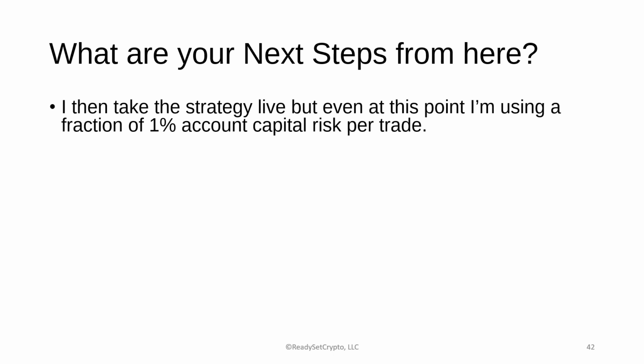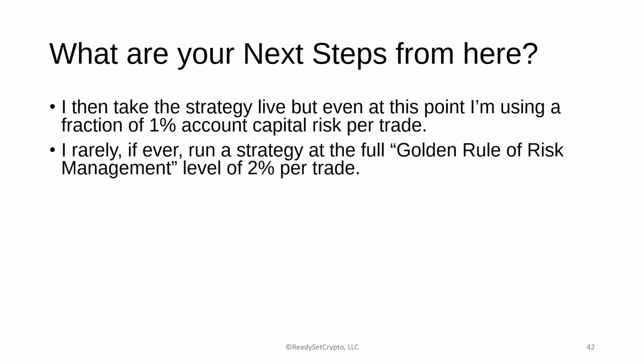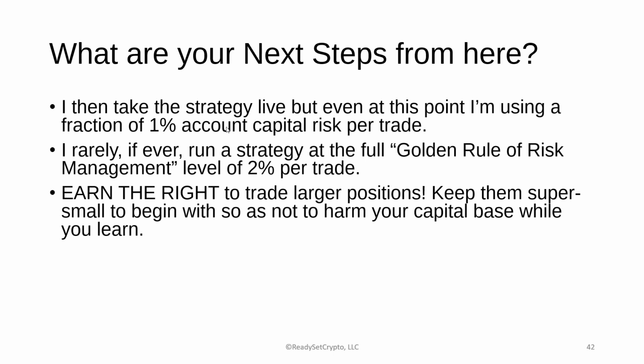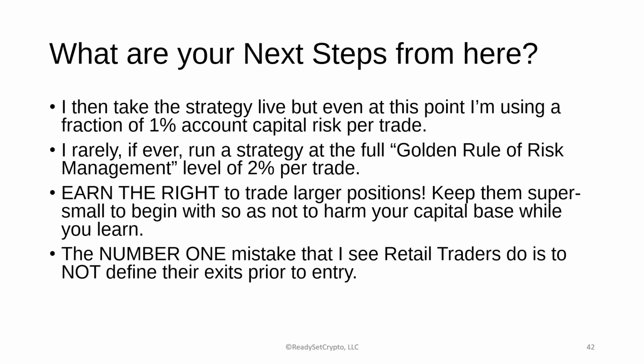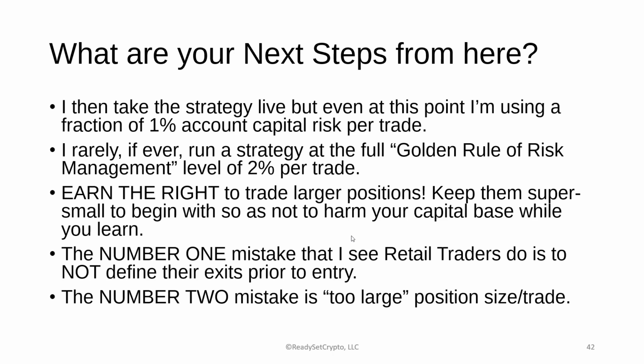I then take the strategy live, but even at this point, I'm using a fraction of 1% account capital risk per trade. So I rarely, if ever, run a strategy at the full golden rule of risk management level of 2% per trade. Earn the right to trade larger positions. Keep them super small to begin with so as not to harm your capital base while you learn. Earn the right to trade bigger. The number one mistake that I see retail traders do is to not define their exits prior to entry. But the number two mistake is too large position size per trade.